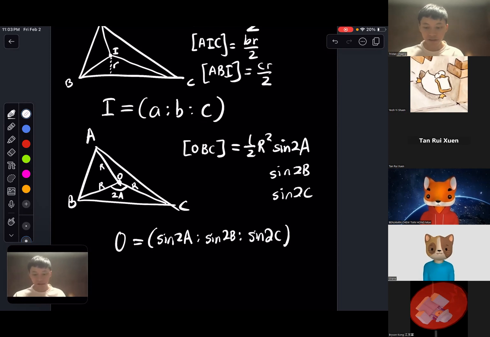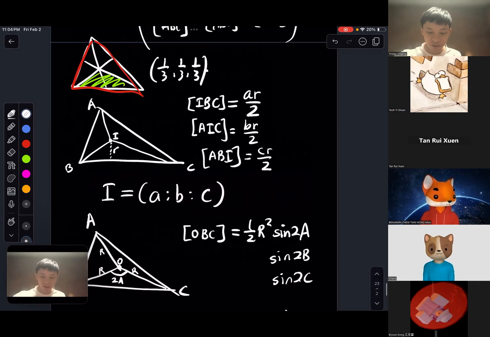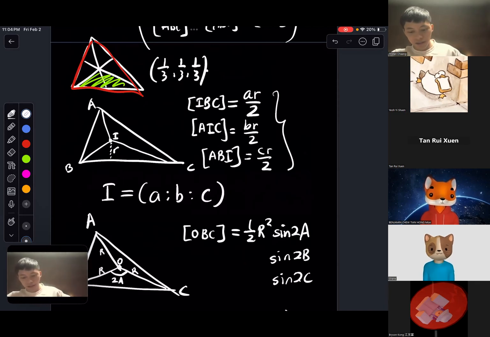This is practice on how to get comfortable with barycentric coordinates, because we haven't really talked about how we can connect lines, how we can solve problems with it yet. But once you are used to these concepts, it will be quite a powerful tool. ABC is S times R, where S is the semiperimeter. If you want to find the total area, just add these three up. So you get A plus B plus C over 2 times R.